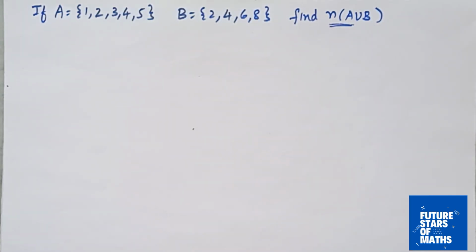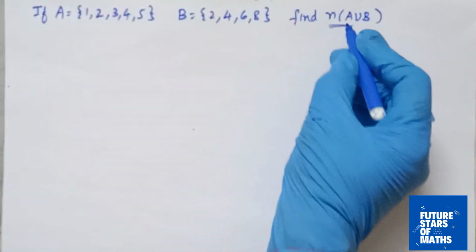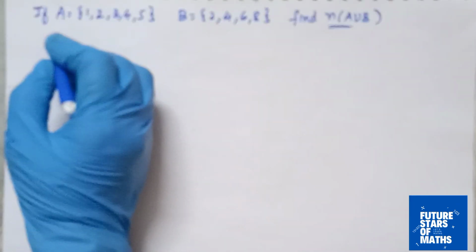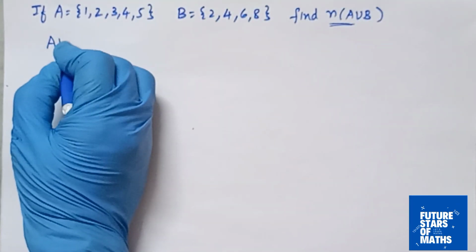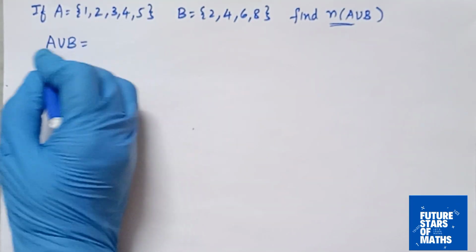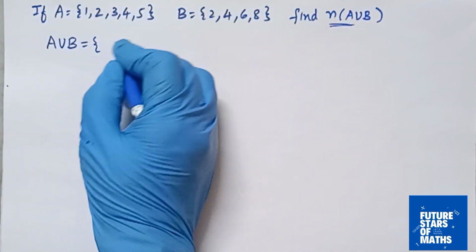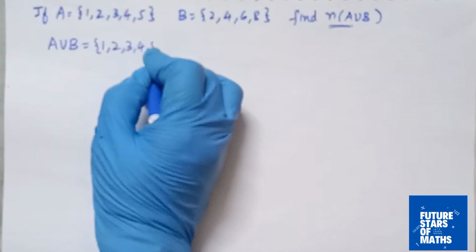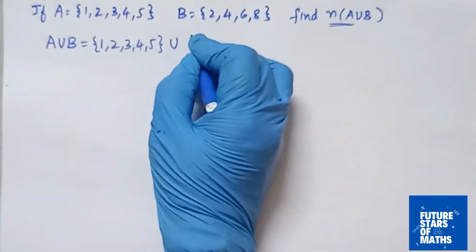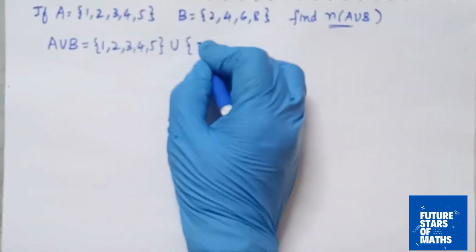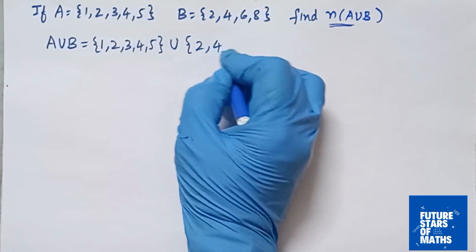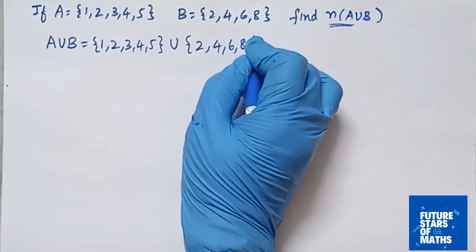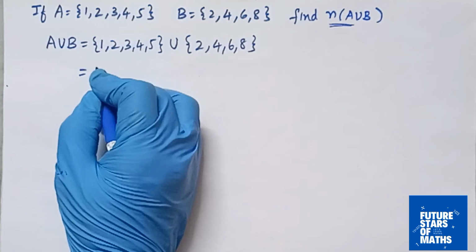Now to find the cardinal number, first we have to find what is in the bracket. What is in the bracket? A union B. So first we'll write A union B. In place of A we should write the set A, {1, 2, 3, 4, 5} union. In place of B we'll write the set B, {2, 4, 6, 8}. So we have to write the answer.